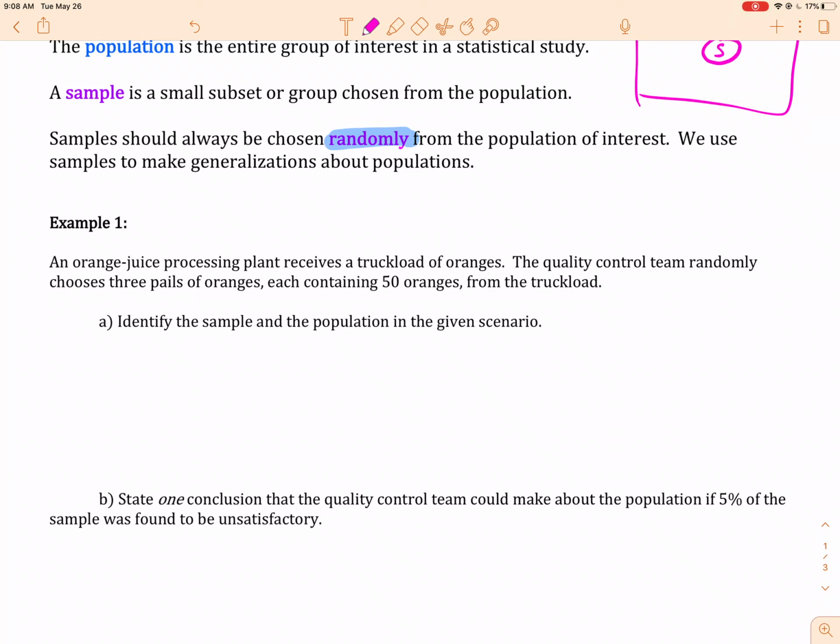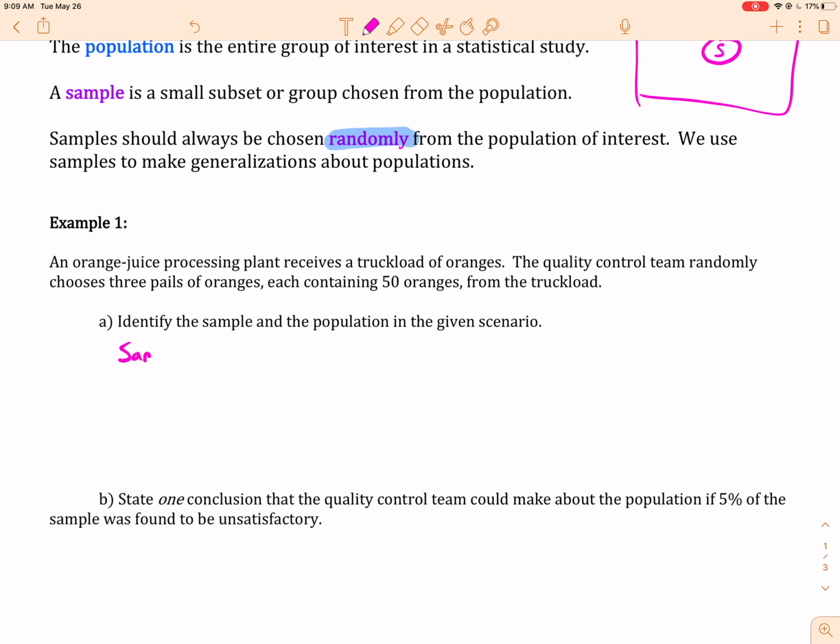So, example one: an orange juice processing plant receives a truckload of oranges, and the quality control team randomly chooses 3 pails of oranges, each containing 50 oranges from the truckload. Right? So they're going to check these oranges to make sure they're all right. They can't check all of them, so they just check a random sample. Right? So identify the sample and the population in the given scenario.